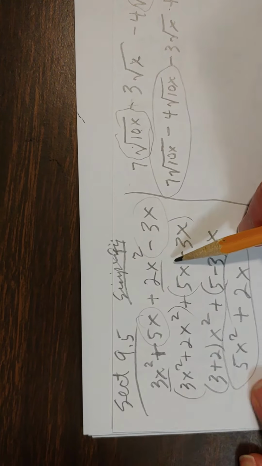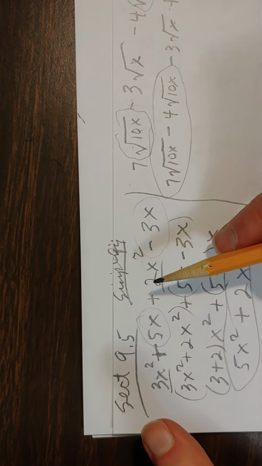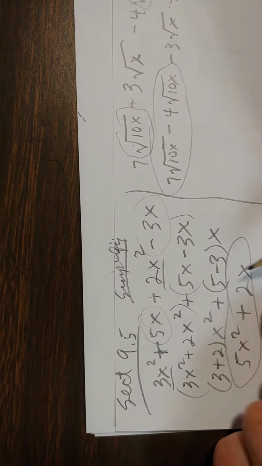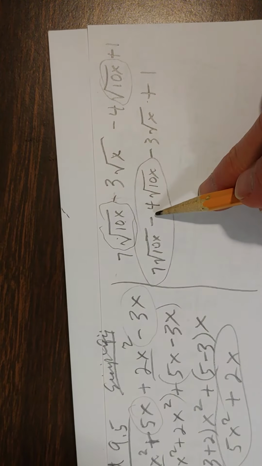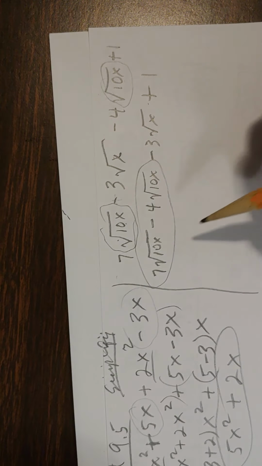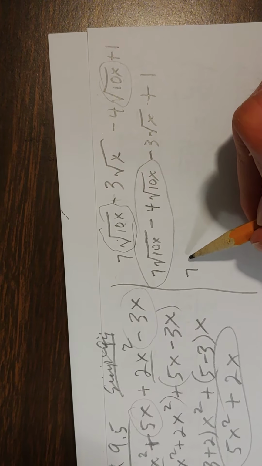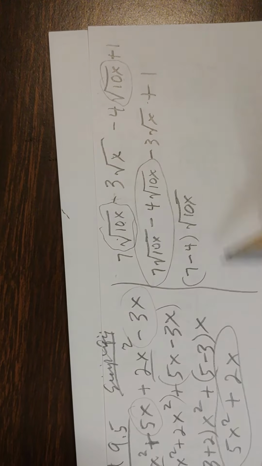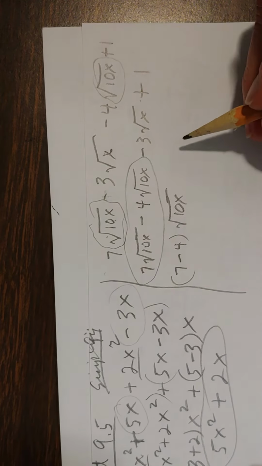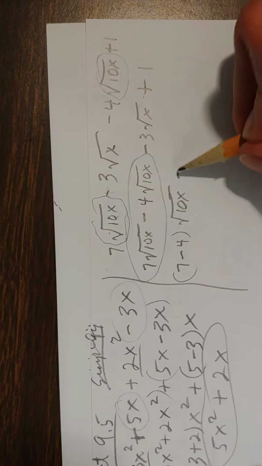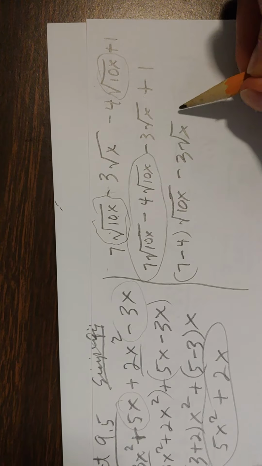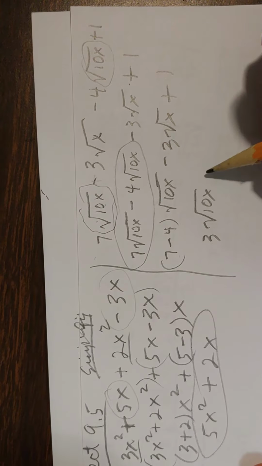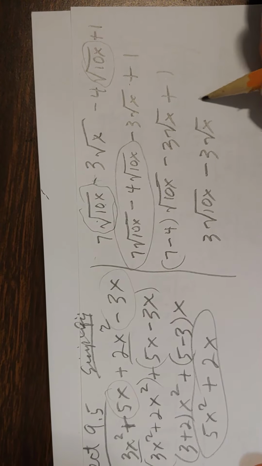Just like over here, you probably wouldn't put all these steps in. You'd probably just say 3 plus 2, 5x squared. 5 minus 3 x's, 2x. Here you just say 7 minus 4, 3 square roots of 10x. But technically what you're doing is you're factoring out the square root of 10x. That's why it works. It's really using the distributive property and factoring that out. Minus 3 times the square root of x plus 1. 7 minus 4 is 3. 3 times the square root of 10x minus 3 times the square root of x plus 1.